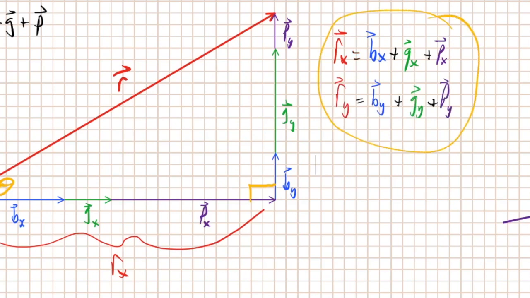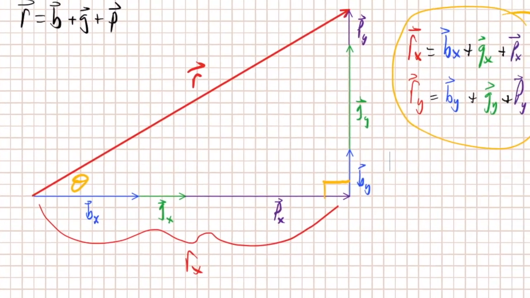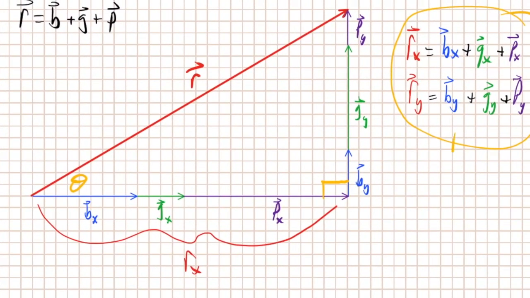So conceptually, I think we all understand what's going to go on here. Once you've figured out these subtotals, you would find your actual resultant value by taking your rx plus your ry, using Pythagorean theorem and tangent to find your angle. What I haven't told you yet is how you can find these bx, gx's, and px's, and these by's, gy's, and py's.